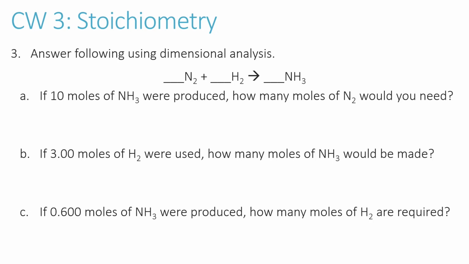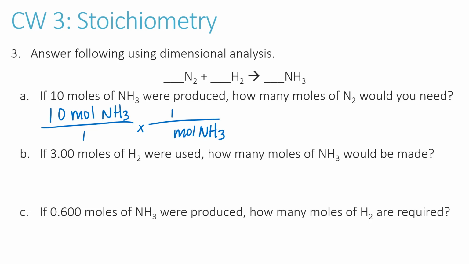So for 3A, we're starting with 10 moles of NH3, and I want to know how many moles of N2 I would need to make those 10 moles of NH3. So I'm going to start by writing my 10 moles of NH3 over 1, and on bottom, I'm going to put moles of NH3, and on top, I'm going to put moles of N2. So anytime you see moles and moles, that means you're going to need to use a mole ratio. And your mole ratio always comes from your balanced equation.